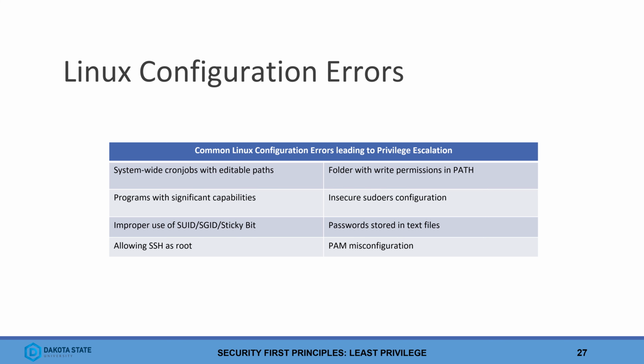Allowing SSH as root is obviously an issue because somebody could find your SSH port open and try to brute force the root password, and if they can do that, they suddenly have root access on your box.